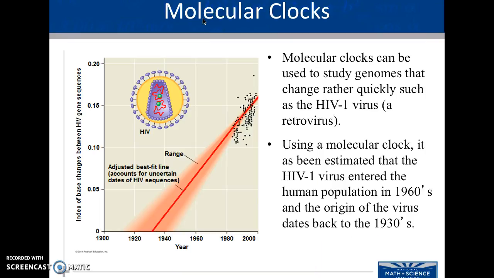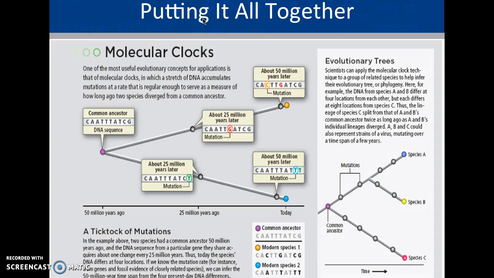The theory of molecular clocks can be used to study genomes that change rather quickly, such as the HIV virus, which is a retrovirus. Using the molecular clock, it's been estimated that HIV entered the human population in 1960, and the origin of the virus dates back to 1930. What we see is that if we can track the age of a species or an organism, we can also track at what rate they have been evolving as far as genetics are concerned.